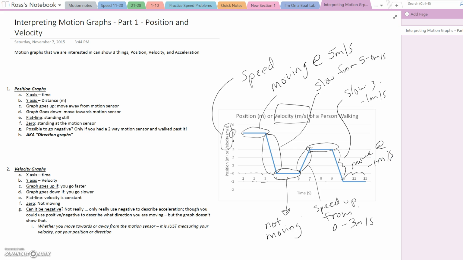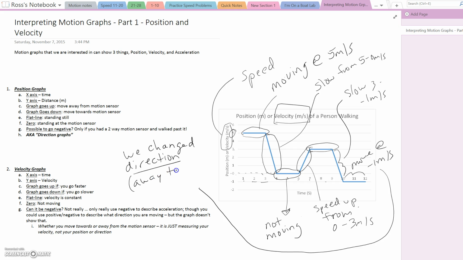So what's up with this -1 meters per second? What that actually is telling us, and the lab asked us to play around with that, is that if you're moving at -1 meters per second, you are no longer moving away from the motion sensor at 1 meter per second. You are actually now moving towards the motion sensor at 1 meter per second. So if we're moving at -1 meters per second, that means that we changed direction, from going away to going towards the motion sensor.